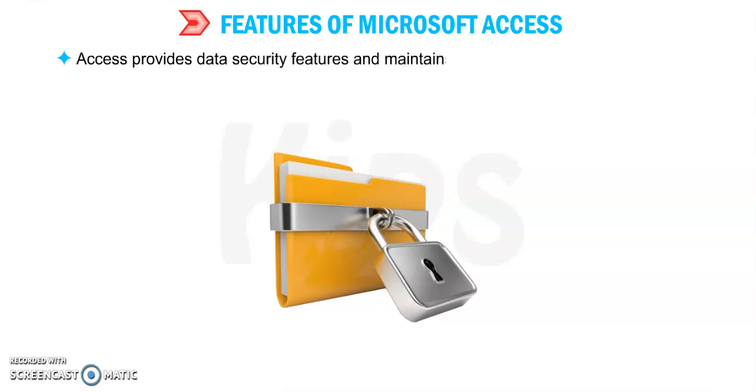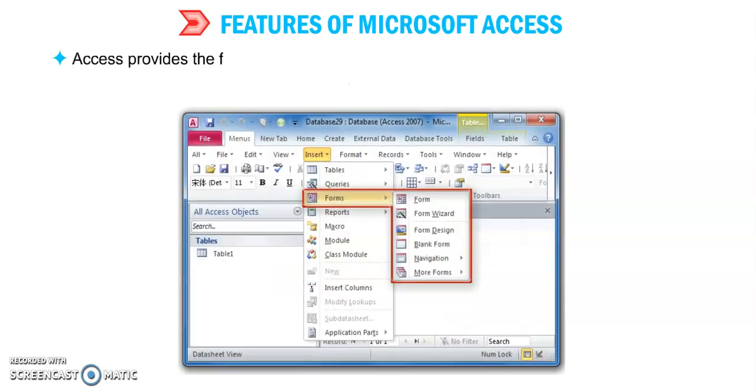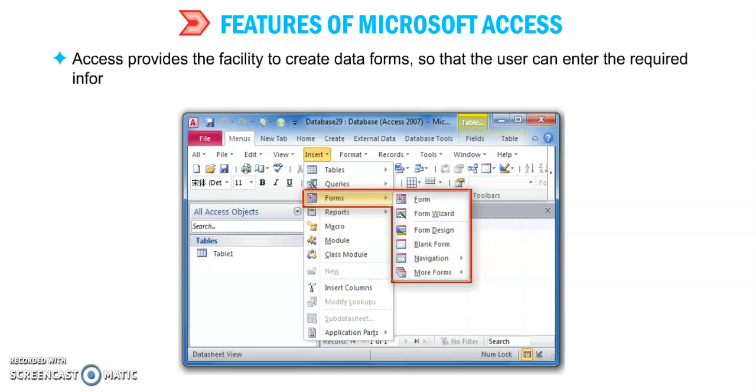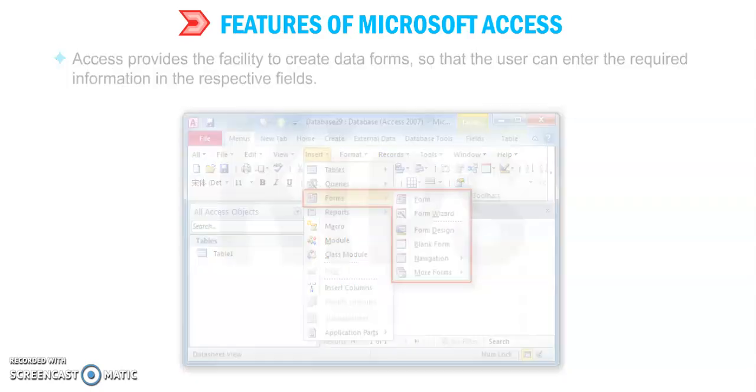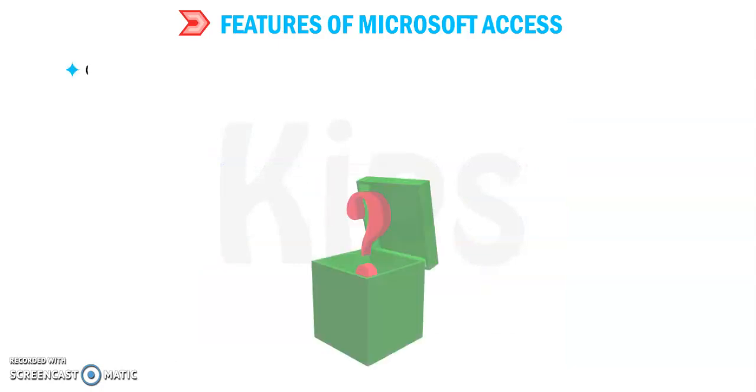Access also provides a data security feature. We can secure our database with a password and other features and maintain integrity, which is useful to make your data more consistent and reliable. Access also provides the facility to create data forms so that the user can enter the required information in the respective fields. It also reduces data entry errors.